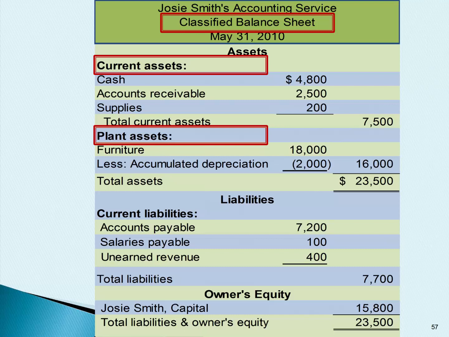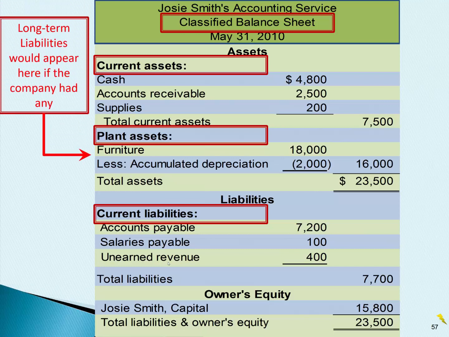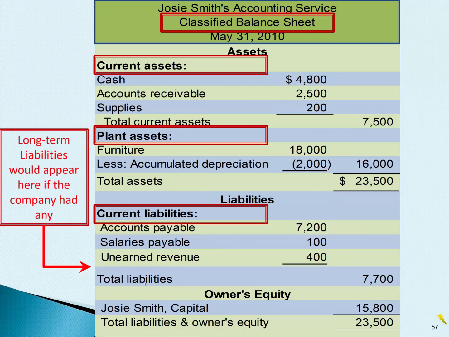And anytime we have our furniture account, which is something that's depreciated, we have to have its companion account, accumulated depreciation. And then under liabilities, we're going to list all of our liabilities that we expect to pay within the next 12 months, or in the case of unearned revenue, we expect to give the service or the product within the next 12 months. These are all considered current liabilities. And then anything beyond 12 months would be considered a long-term liability. Apparently, this company does not have any long-term liabilities. If they did, they would be listed right here after the current liabilities.